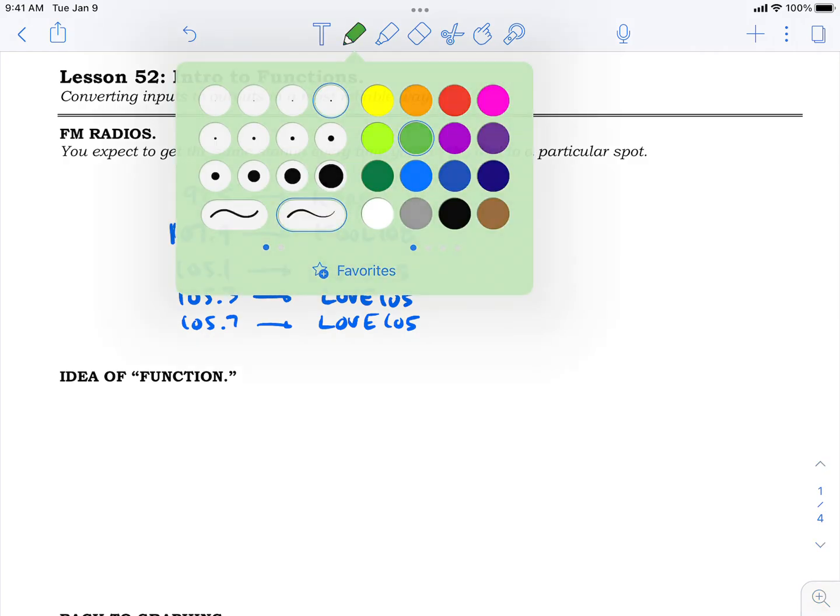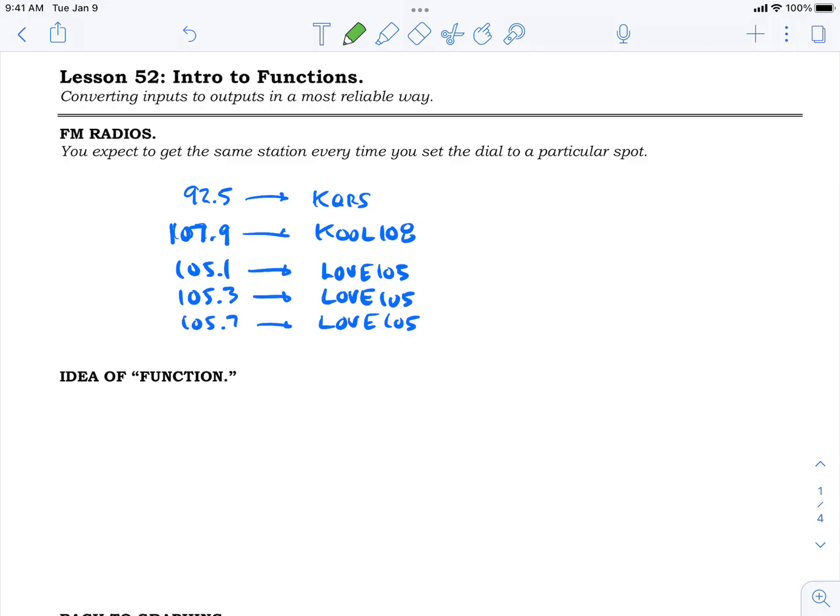Now, this is okay. It's still a function. The radio still works, right? Your radio's not broken. It works just fine. If I set it to 105.1, I will get this answer. And if I set it back to 92.5, I will get this answer. That's okay, that you can set your dial to these three different places and they all give you the same output, so to speak.